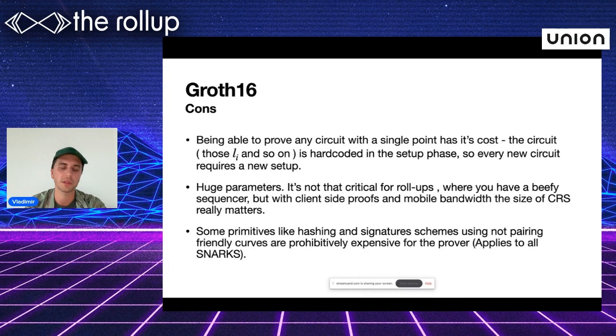The other problem is the parameters. The CRS is huge. It can be hundreds of megabytes or even gigabytes. So it's not that critical if you have a beefy rollup sequencer, but if you force your user to download these parameters in order to make proofs, it can be a huge problem.